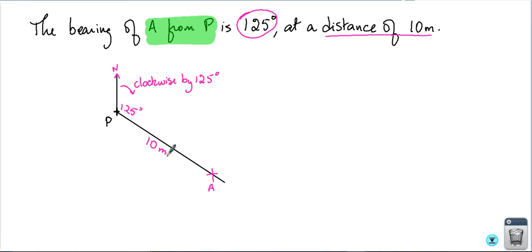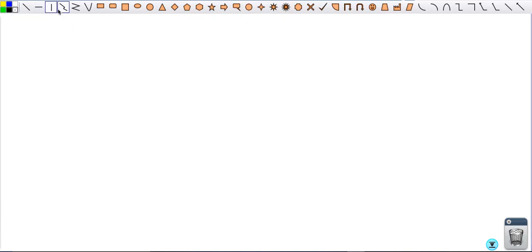Let's do the contrary now. We're going to have a diagram, and we need to describe what is happening. So let's see. I'm going to draw a diagram. I have a north, I have a point I'm going to call A, and another point I'm going to call B. This is an angle of 232 degrees.